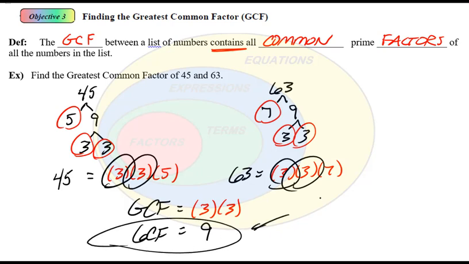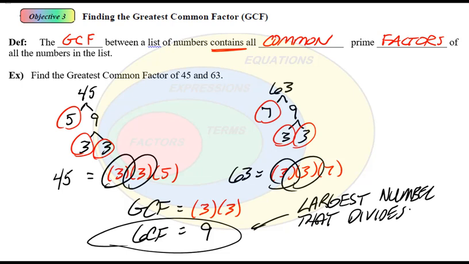So if we think, this is the largest number that divides both 45 and 63. So the greatest common factor is the number that will divide both numbers, and it's the biggest one. So 3, of course, divides 45 and 63, but 9 is the biggest factor that divides it.